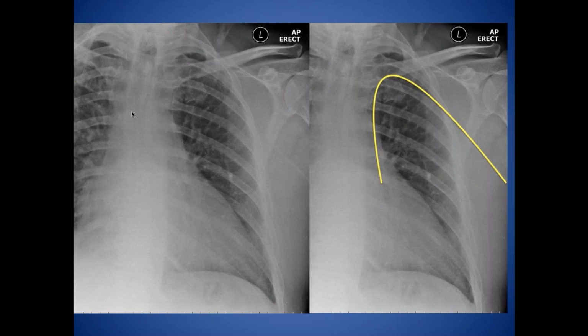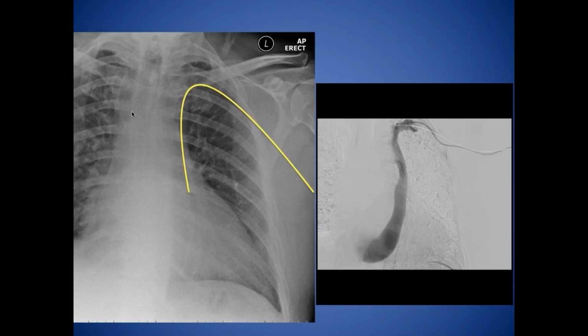Here's yet another example of a left-sided SVC, this time cannulated using a PICC line, and it goes preferentially down the left side. This is the venogram to confirm the presence of the left-sided SVC. You can see that the coronary sinus is that much bigger in patients with left-sided SVCs, in order for the venous drainage to collect blood from the coronary veins, but also from the left SVC, into that coronary sinus.